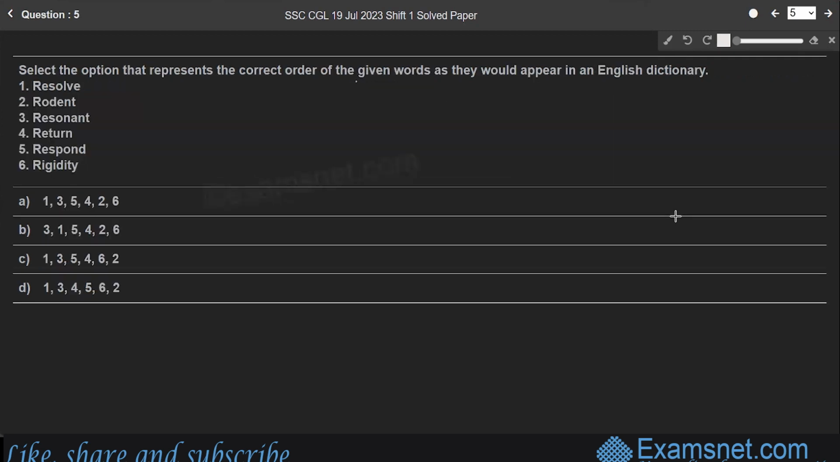Question number 5. Select the option that represents the correct order of the given words as they would appear in an English dictionary. So here 6 words are given, right? In which the first letter is the same. In each word, the first letter is R, right? So we'll write all first letters R, since 6 words are given here. First letter is the same, right? Therefore, their arrangement according to the English dictionary depends on the second letter, right?